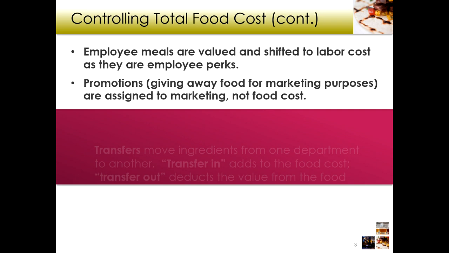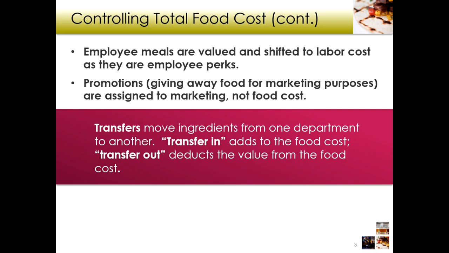The other thing is transfers. So what are transfers? The easiest situation is you have a kitchen and you have a lounge or a bar, right? And in the bar, they use some food products, and in the kitchen, we use some bar products, or some beverages. So if we transferred, say, a bottle of whiskey back to the kitchen to use in our whiskey barbecue glaze or whatever, we're going to take the cost from the bar and add it to our food cost dollars because we're using it as an ingredient now. The bar should be taking a credit back for that value so that it doesn't affect their beverage cost, right?